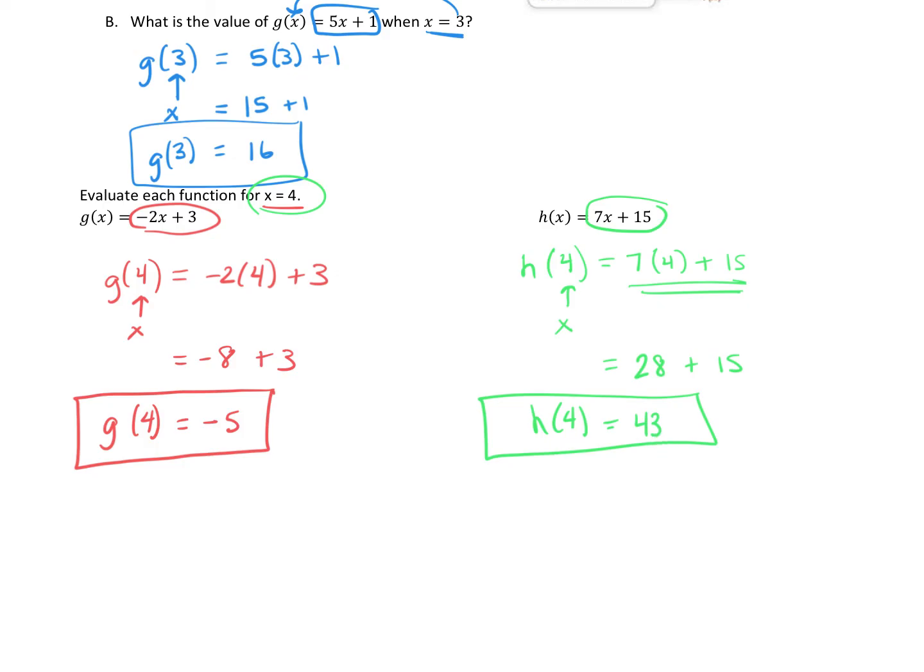So, function notation. This is something you will see in every single math class from here on out. Function notation is a big part of higher levels of math. So we're introducing it and we're going to keep seeing it for the rest of the year. So get excited about that.